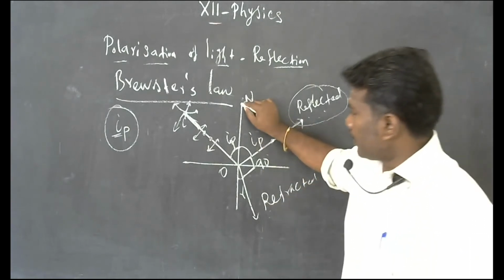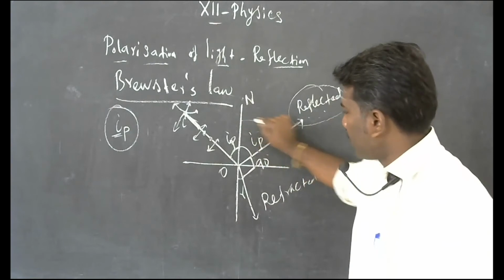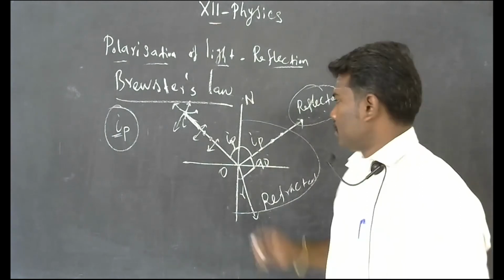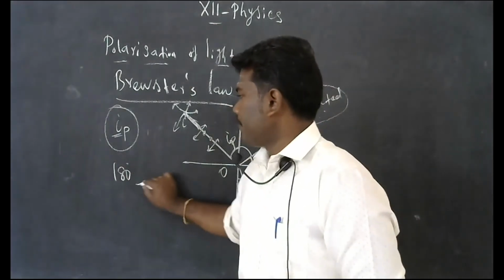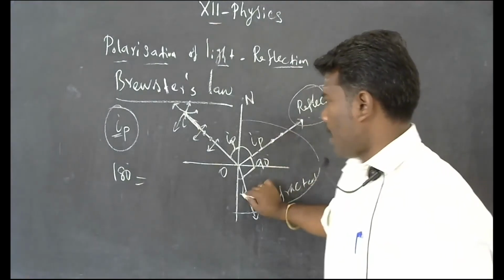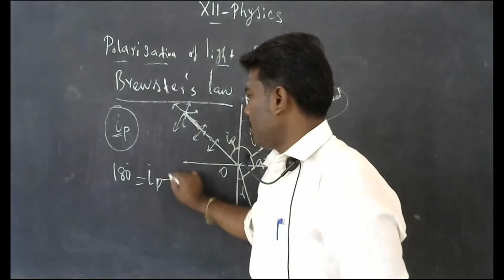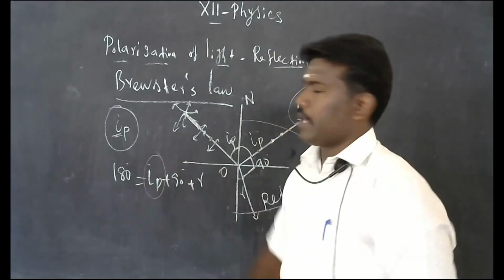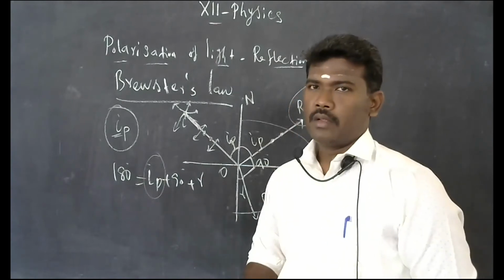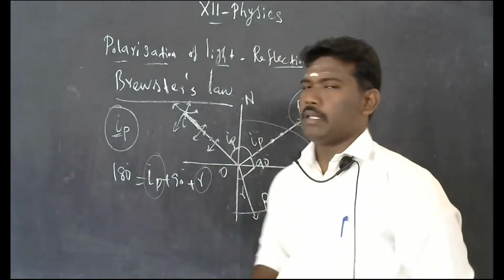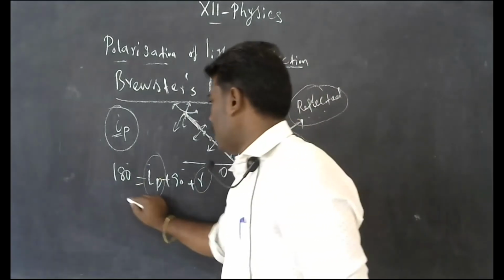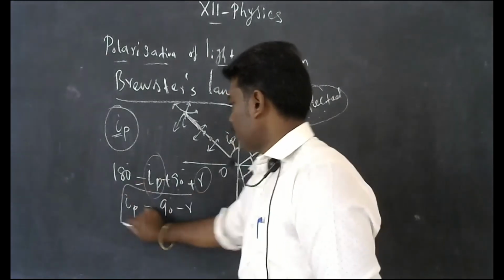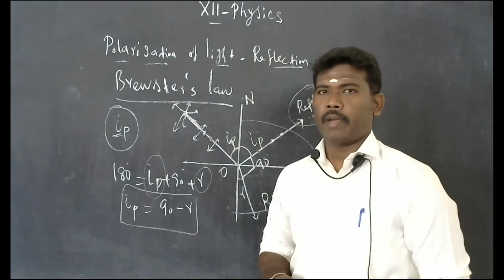Now we consider this normal. This angle is a half circle, which is nothing but 180 degrees. So 180 degrees is equal to IB plus 90 plus R. If we want to calculate the value of IB or the value of R, we can rearrange the formula. Simply we can modify this. If you need the IB value, IB is equal to 90 minus R.